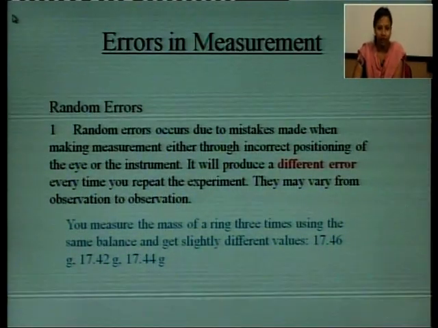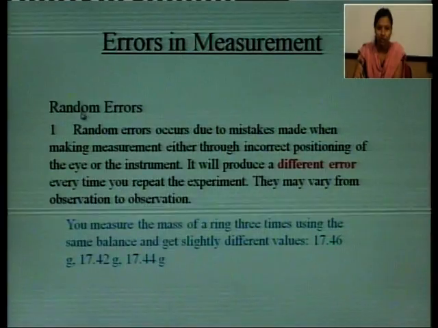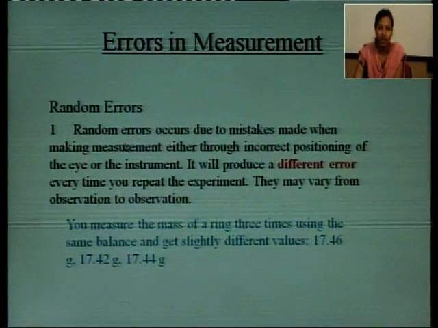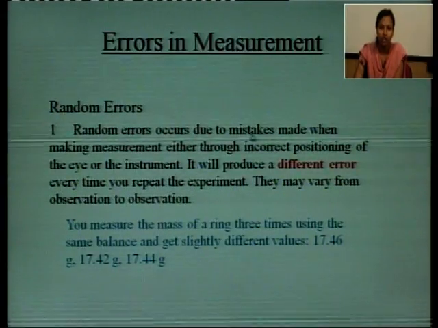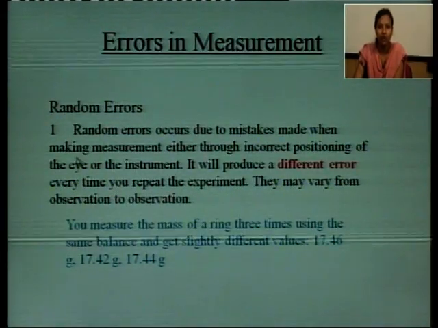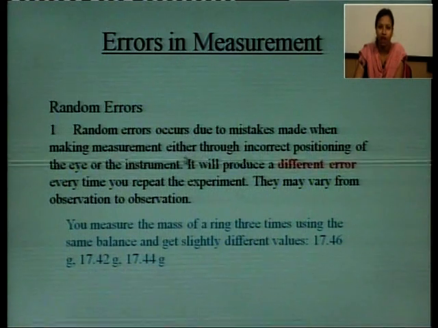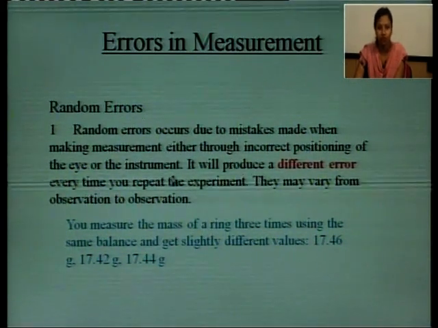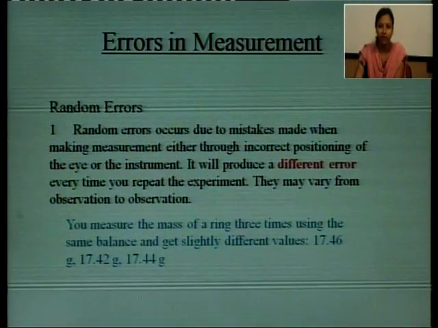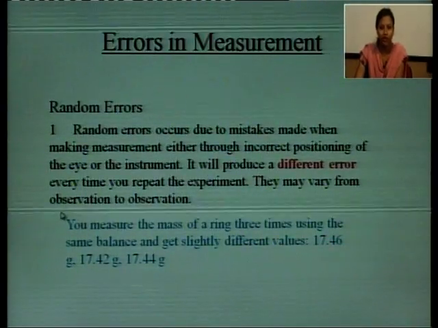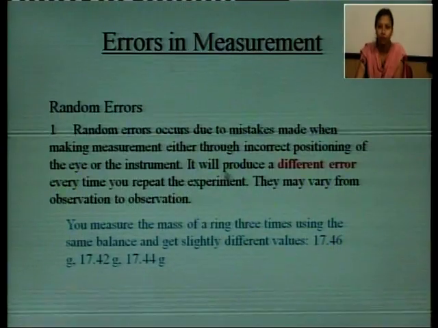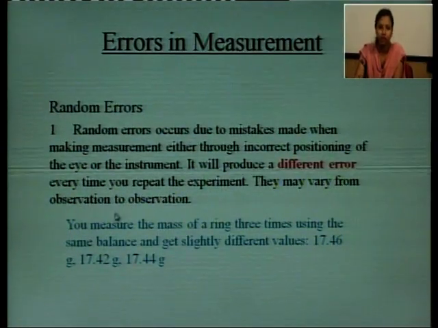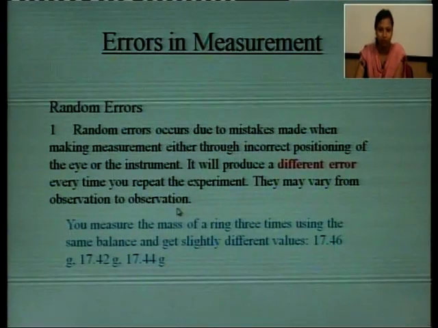The second major type of error is random error. Random error occurs due to mistakes made when making a measurement, either through incorrect positioning of the eye or the instrument. So it will produce a different error every time we repeat the experiment. They may vary from observation to observation.